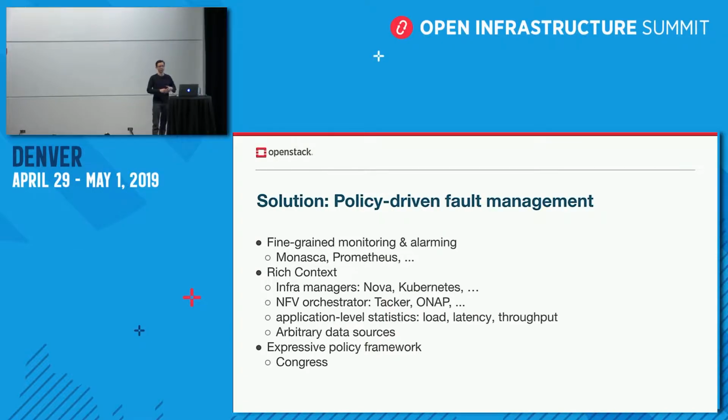Then you also need a very rich context to be able to interpret these alarms and fault signals in broader context to know what's going on and what to do about it. And this data can come from infra managers such as Nova, Kubernetes, NFV orchestrators such as Tacker and ONAP. And there is also the application level statistics as part of the context, things like latency, throughput, and so on. In addition, any additional source of data that is needed to decide on the optimal fault management response can go into this context.